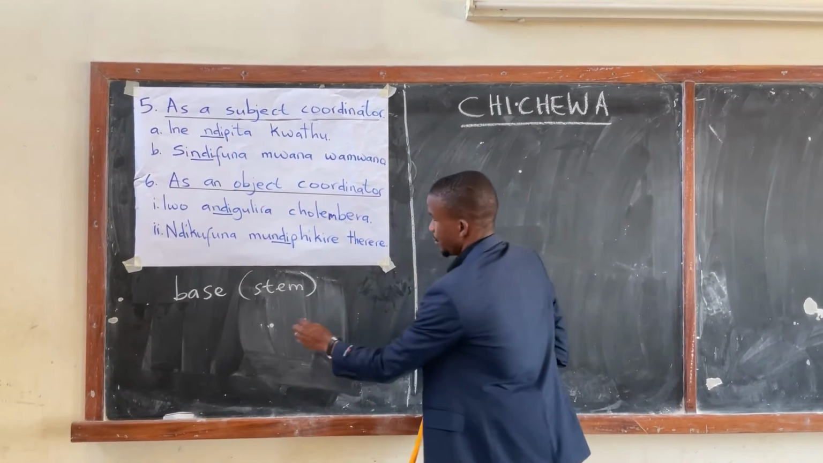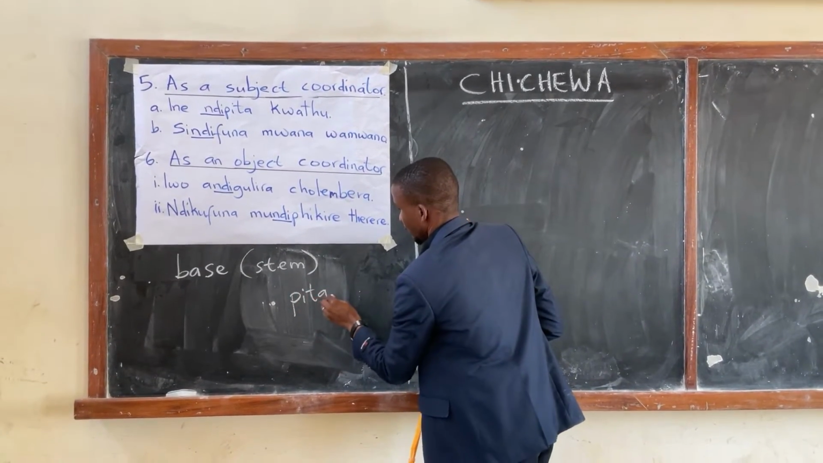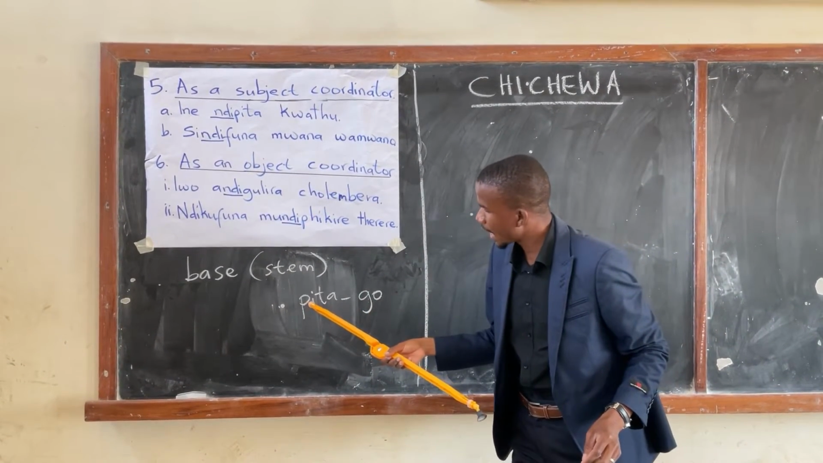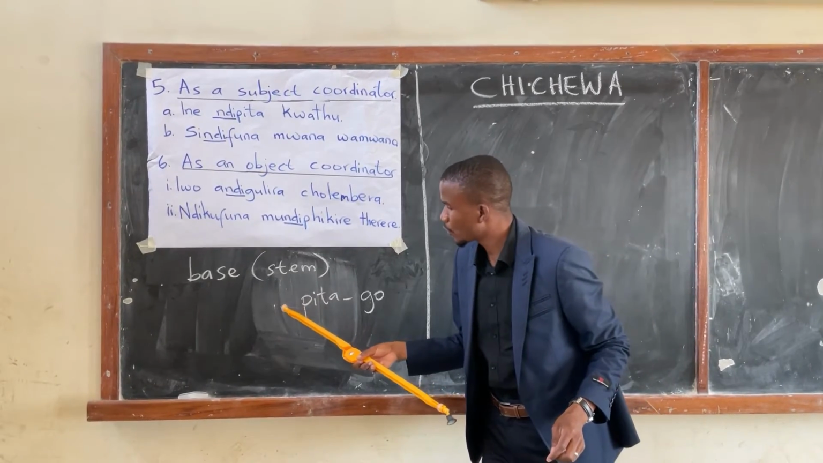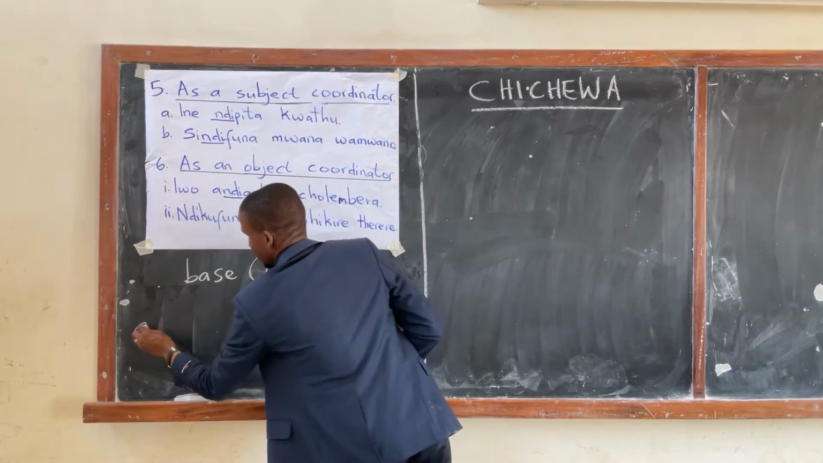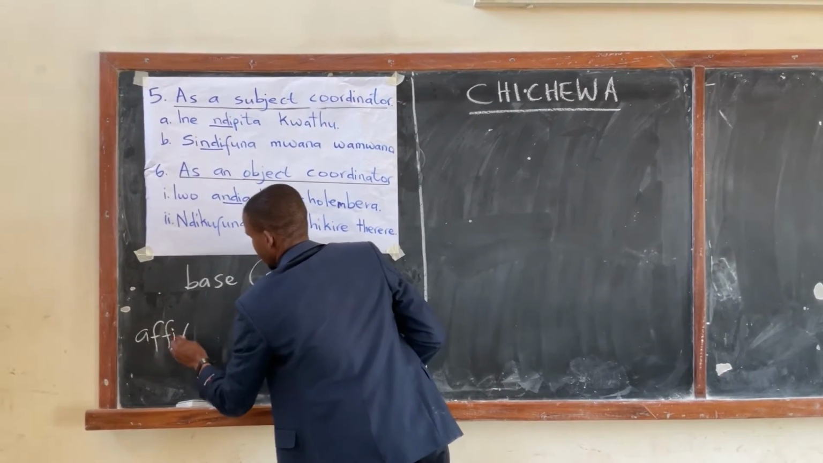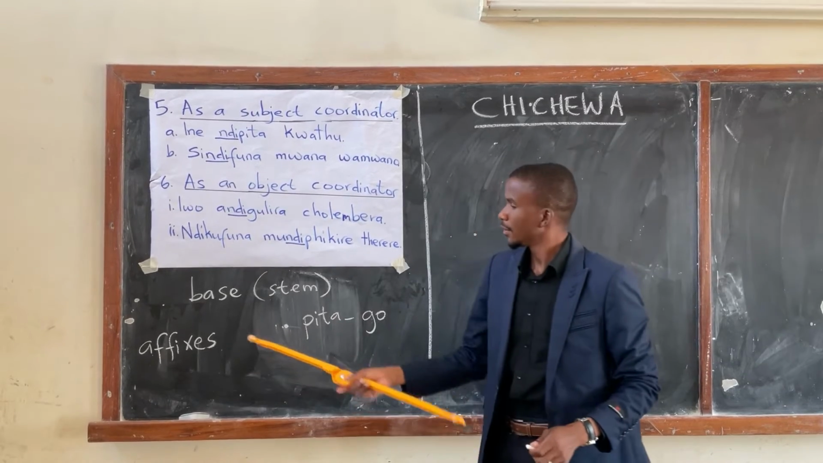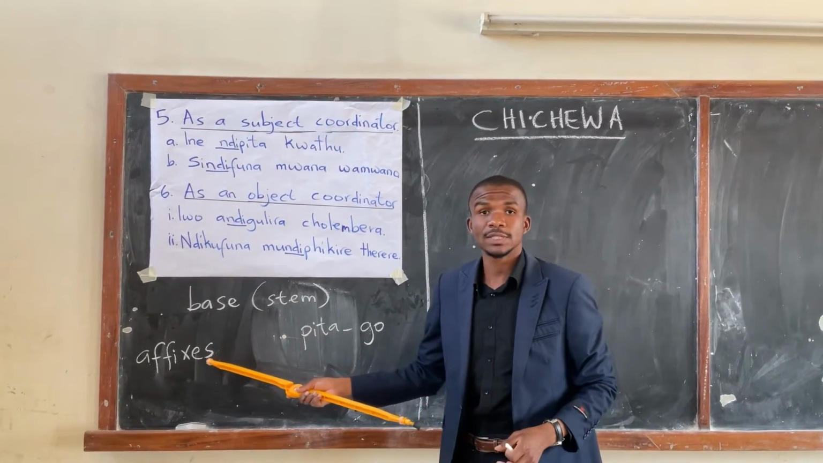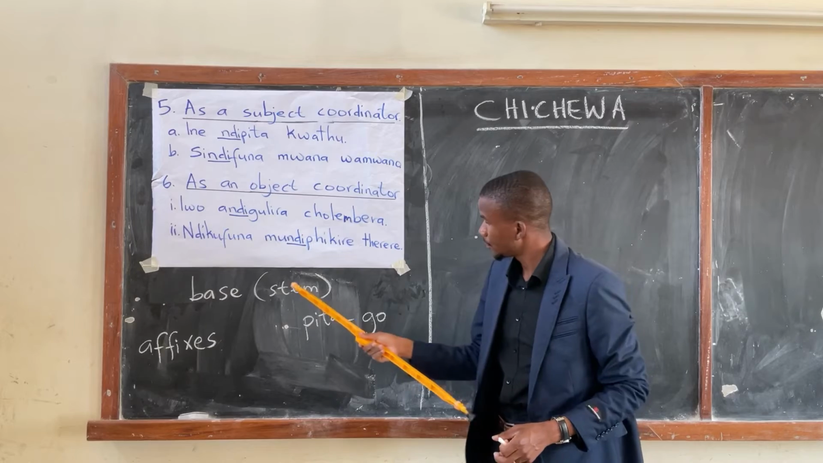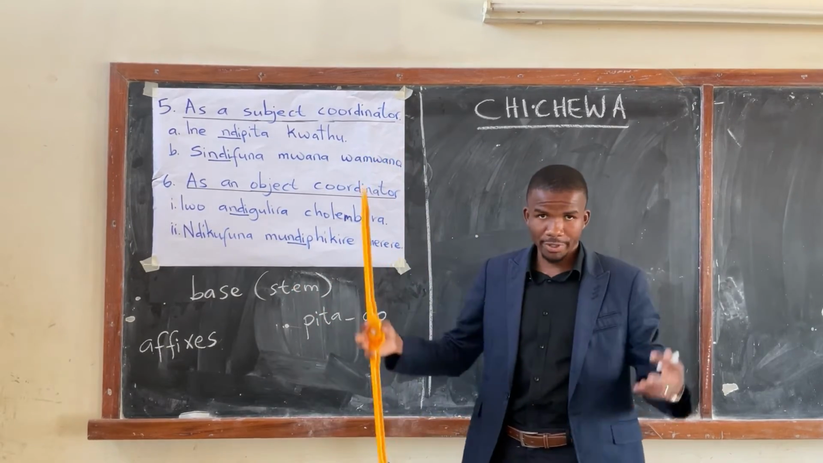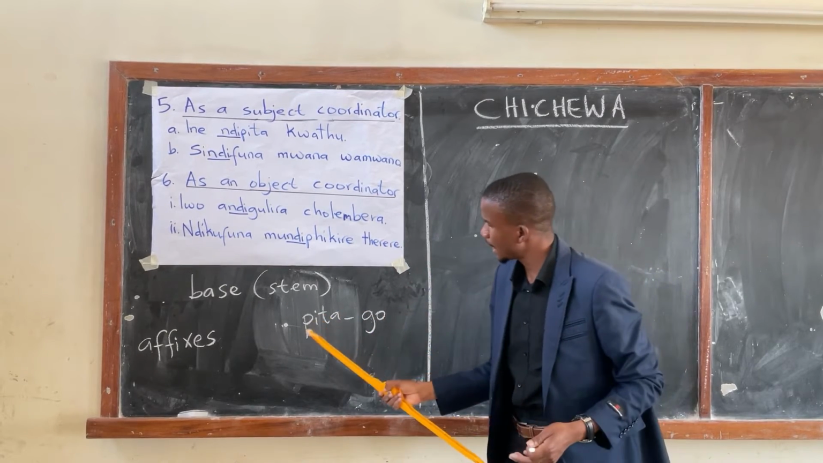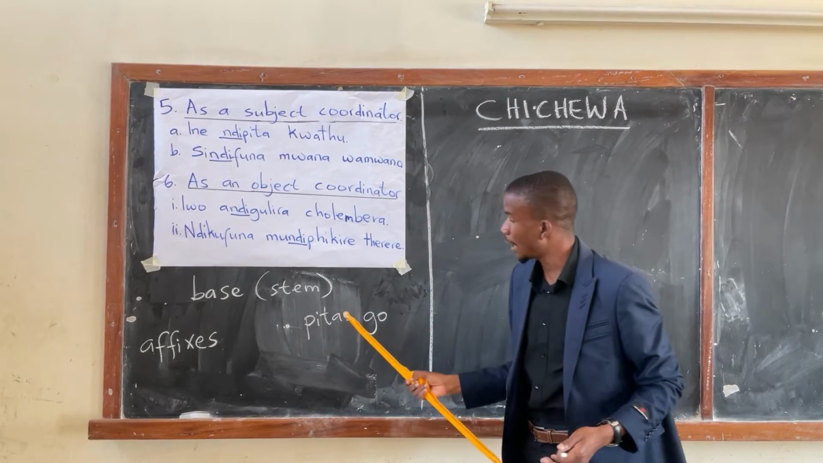We'll go, there is pita, which carries the meaning of go. And now we add what we call affixes. Affix, singular, affixes. Certain word forms are added to the stem in order to come up with a new word or to show a grammatical function. So we can add them before the stem or after the stem.